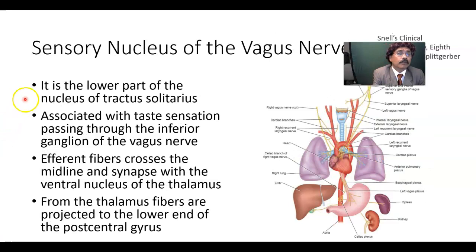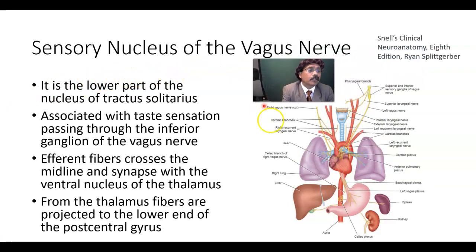Okay. If you go to the sensory nucleus of the vagus nerve, it is the lower part of the nucleus of tractus solitarius. We have gone through that part, associated with taste sensation from the extreme posterior part of the tongue and from the epiglottis through the inferior ganglion of the vagus nerve.